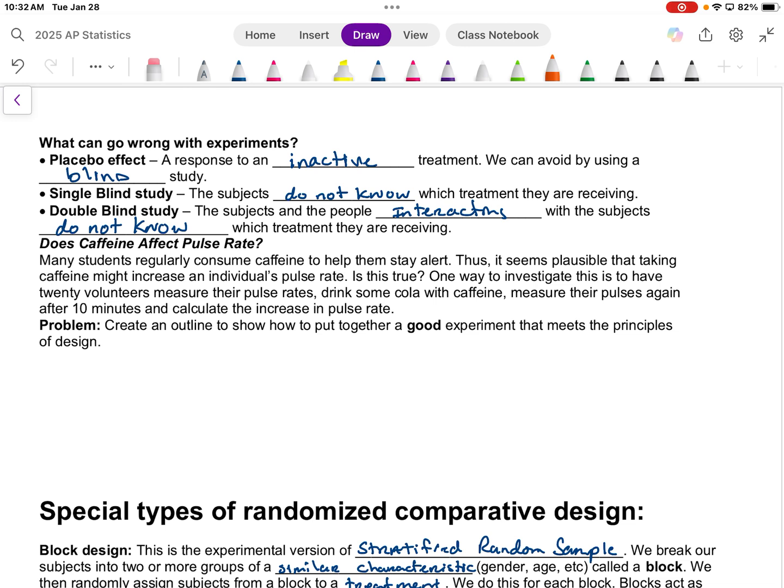Many students regularly consume caffeine to help them stay alert. Thus, it seems plausible that taking caffeine might increase an individual's pulse rate. Is this true? That's the question we have. One way to investigate this is to have 20 volunteers measure their pulse rates, drink some cola with caffeine, measure their pulse rates again after 10 minutes, and then calculate the increase in pulse rate. So we're going to go through and try to outline what it would look like.